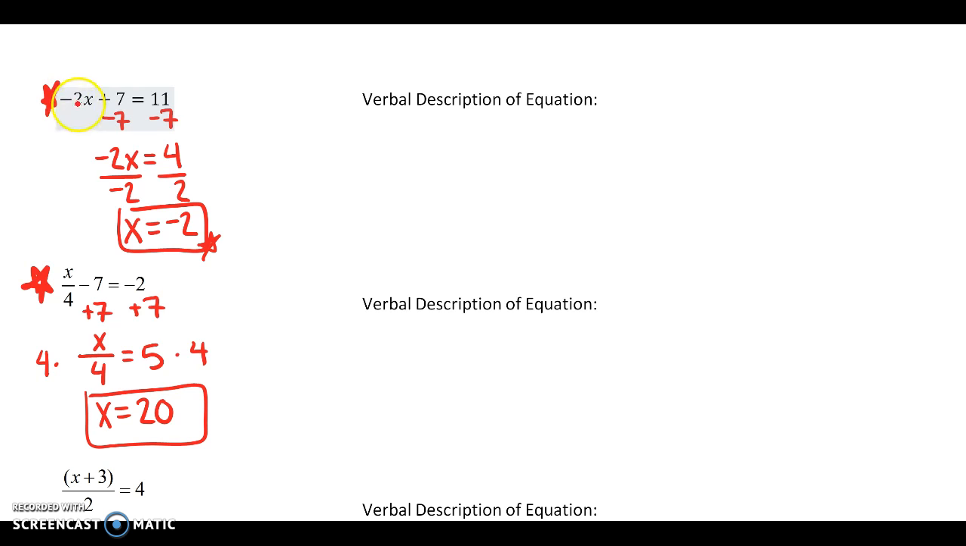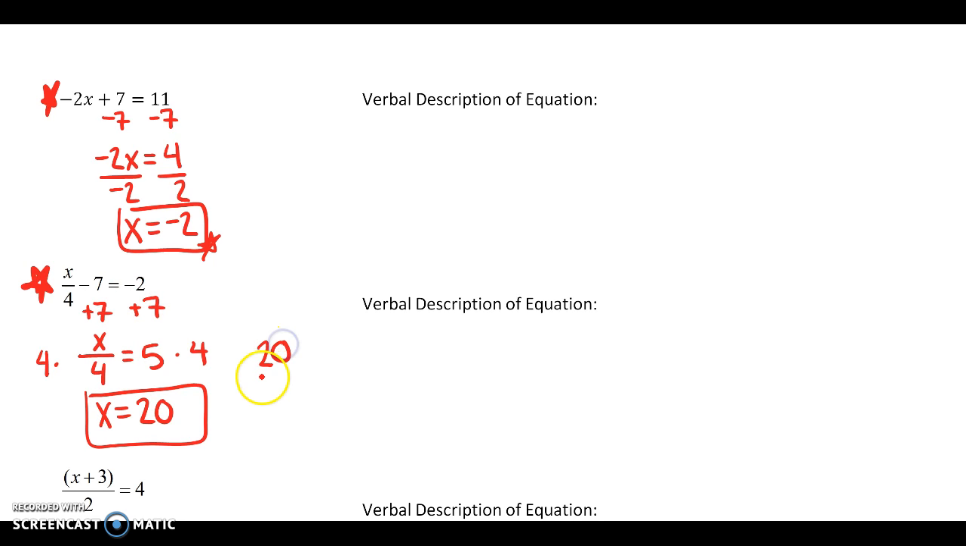Okay, so again, this equation says I take negative 2, multiply it by some number, I add 7, I get 11. Whereas this one's slightly different. It says you take some number and divide it by 4, and then you're going to subtract 7 from it, and you'll get negative 2. My answer is 20, so let's see what that means, really.